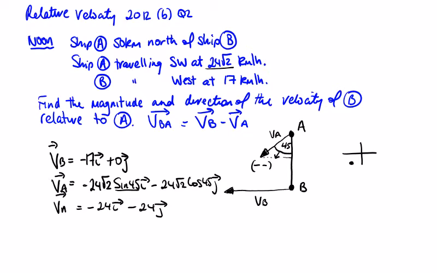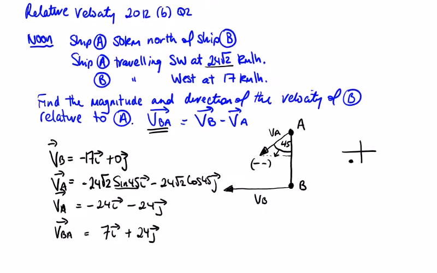So the velocity of B relative to A is B minus A. So we're going to end up at minus 17 I. The velocity of B relative to A is minus 17 minus minus 24, which is going to be plus 7I. And then 0J minus 24J. Sorry, minus minus 24J is going to be plus 24J. And we're asked for the magnitude and direction of the velocity of B relative to A. So we have enough information to get that.